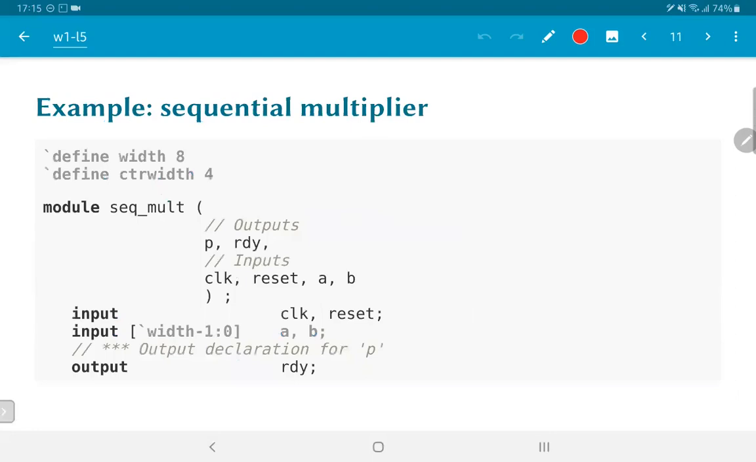So the example that we have, the more complicated example, is the one involving a sequential multiplier. Once again, we have a similar kind of module definition for the multiplier. It has a clock, it has a reset signal, two inputs A and B, and it also has an output P, the product, and a ready signal to show when it is done.